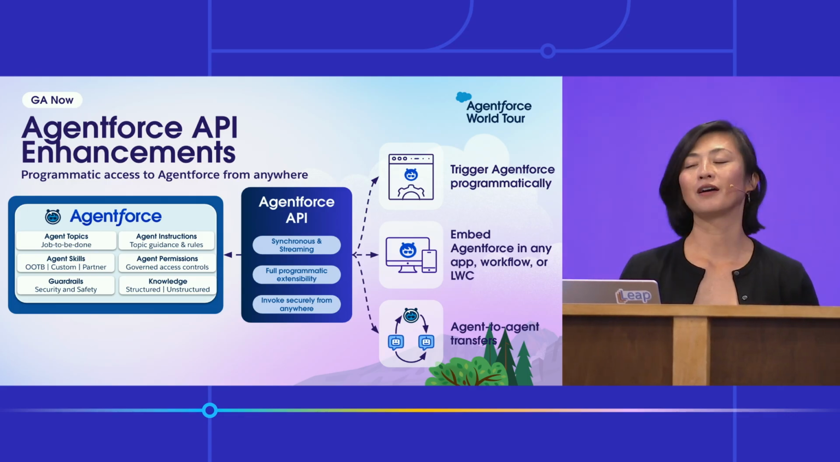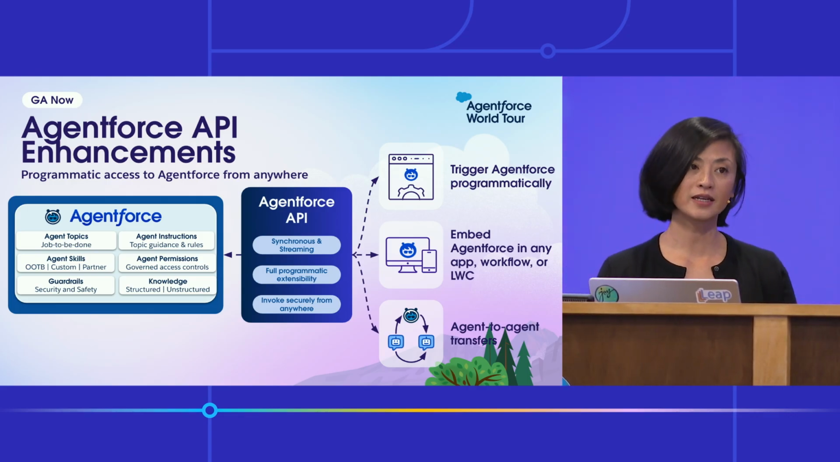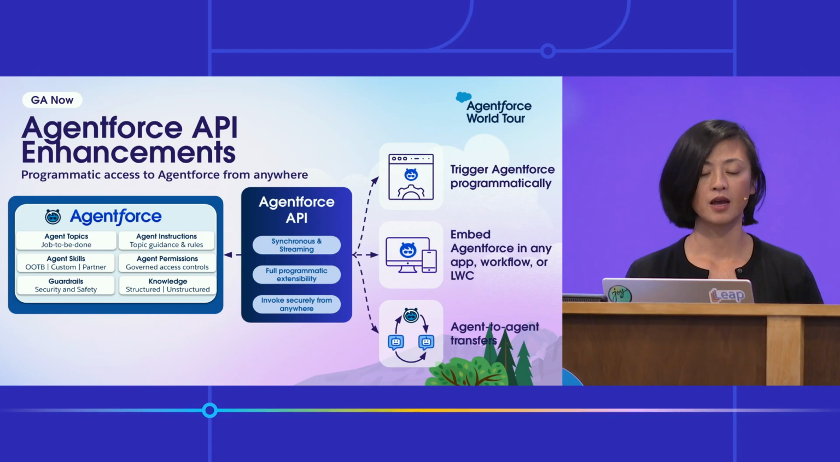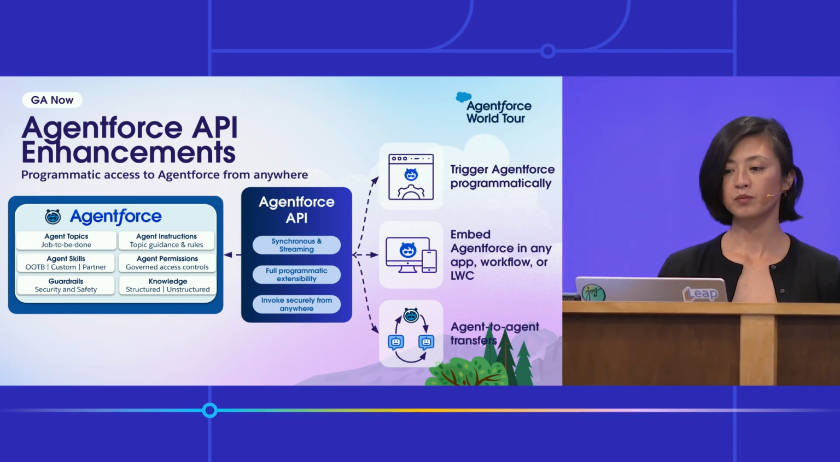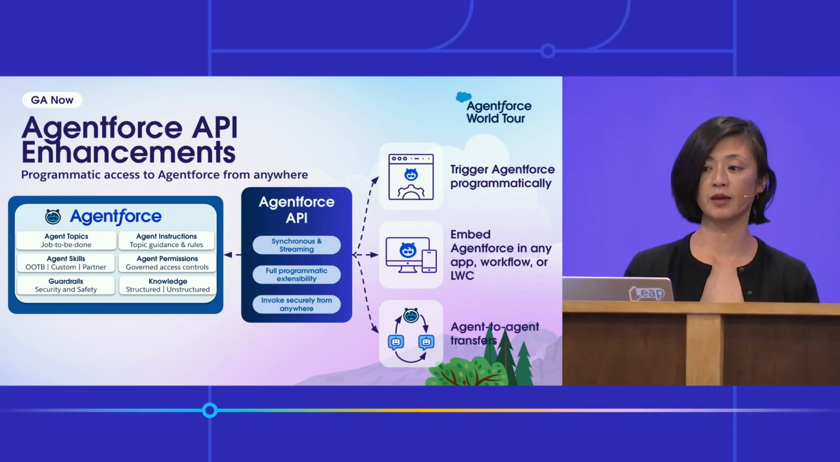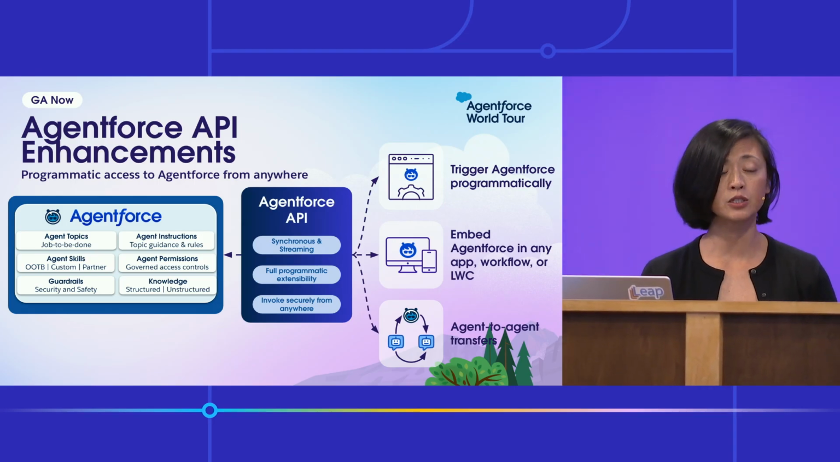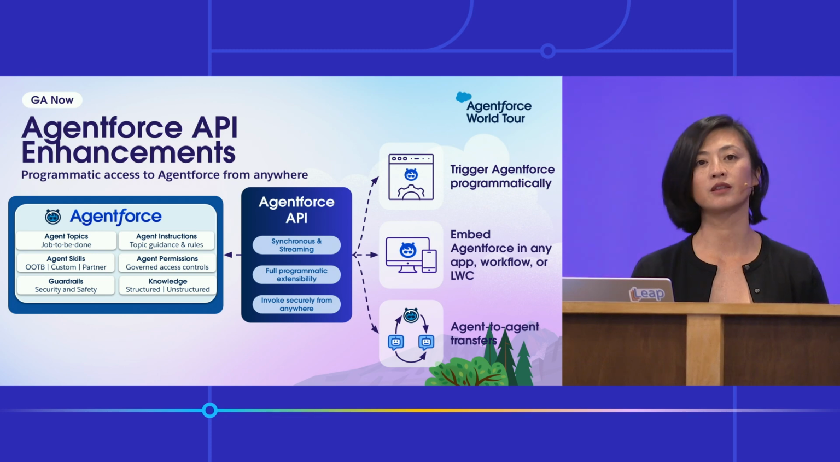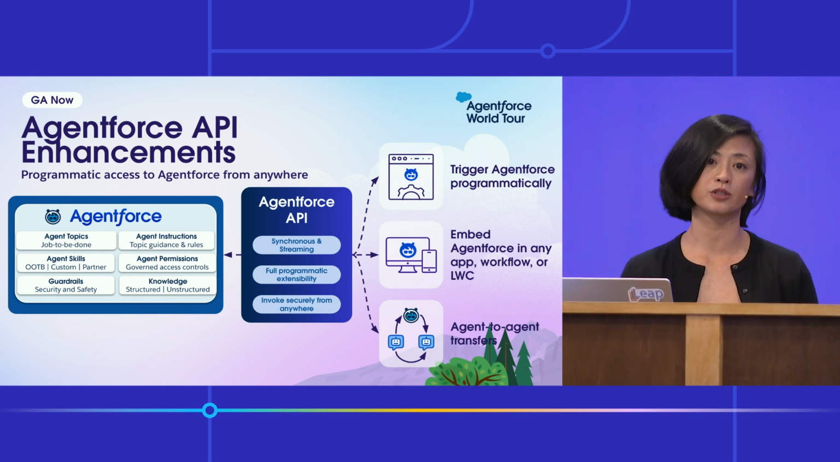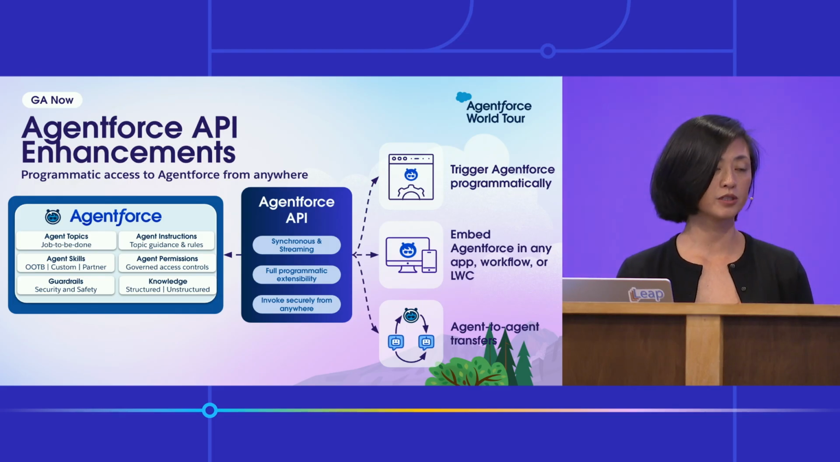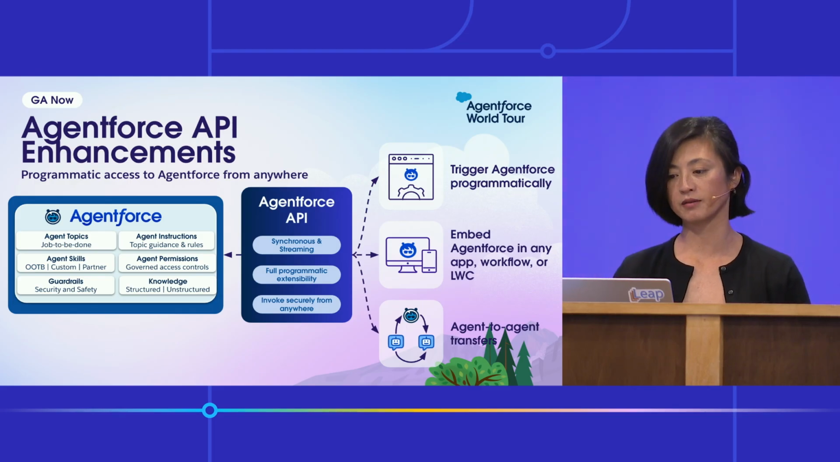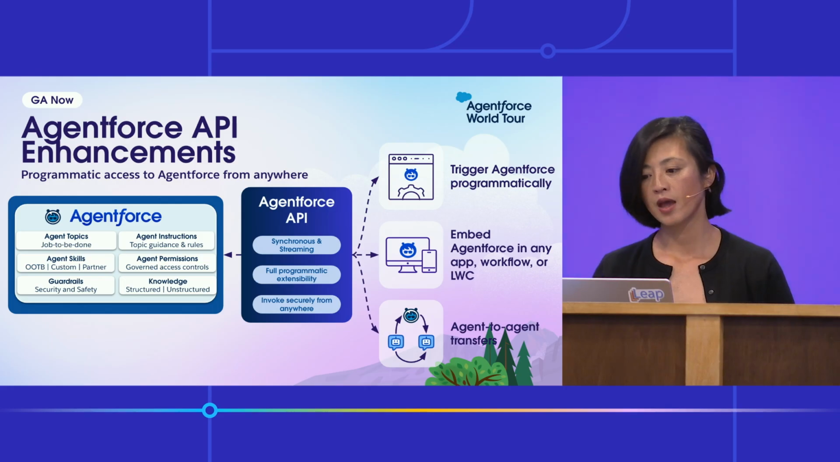Second piece of deployments are the enhancements that we have for our Agentforce APIs. One that I want to call out in particular is that we have the ability to trigger Agentforce programmatically. So we saw a little bit of that with the demo with the web search agent. That was an agent that's working behind the scenes. It wasn't conversational, but you can trigger that with just an API call.